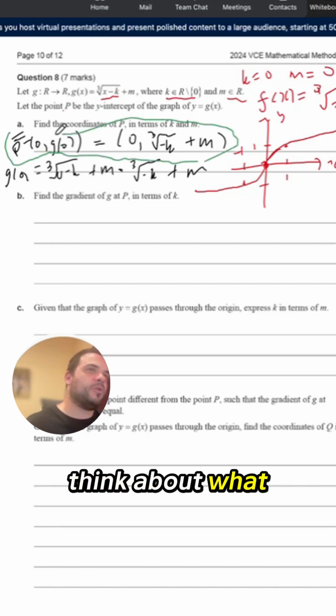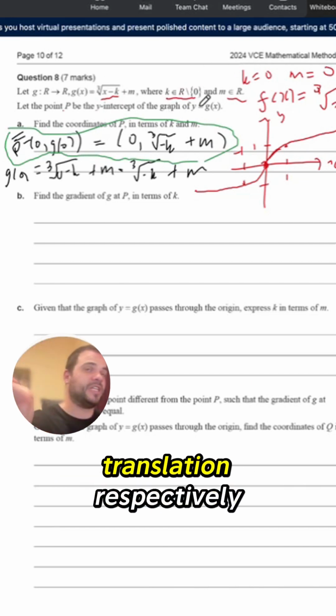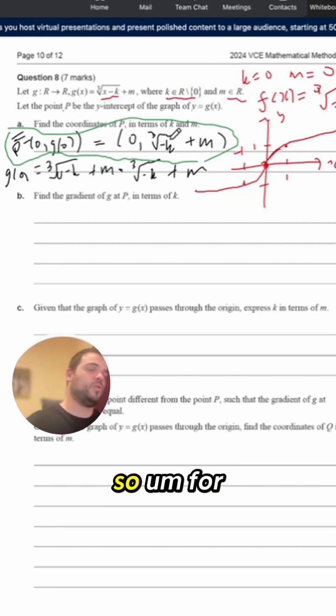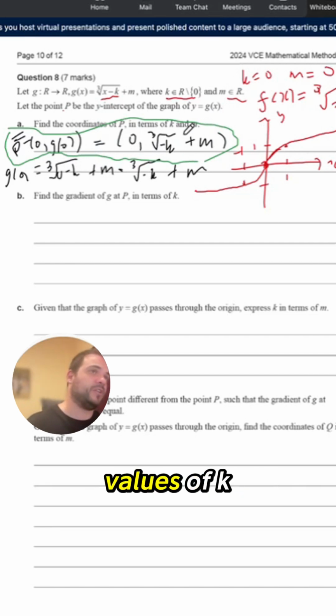If we think about what this means, obviously k and m affect right and left translation and up and down translation respectively. So for different values of k and m, if you move the graph to the right and left or up and down, then that affects where the graph goes through the y-axis. So it makes sense that the y-intercept would be affected by both the values of k and m, which it is. And this is the actual value of that y-intercept in terms of k and m.